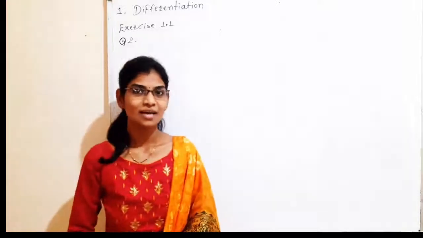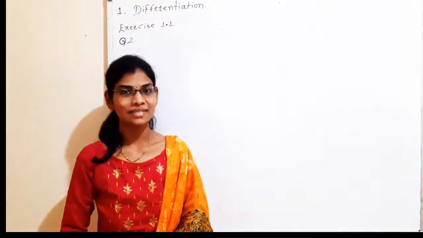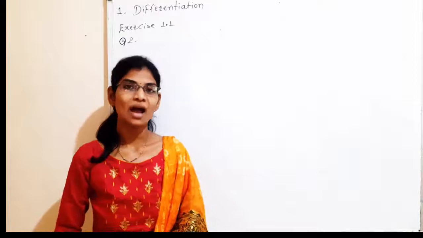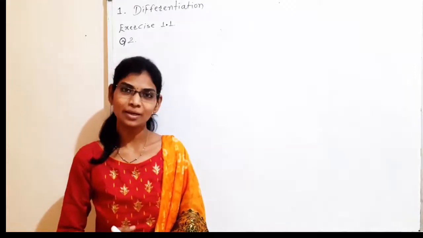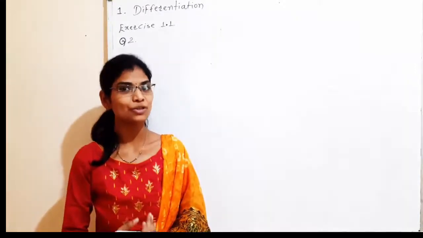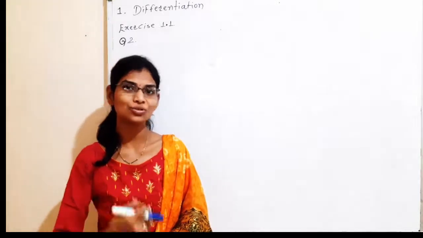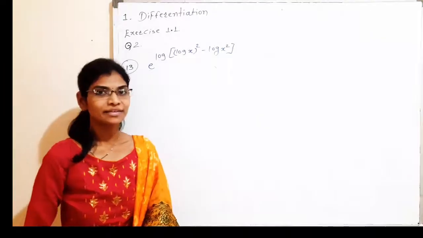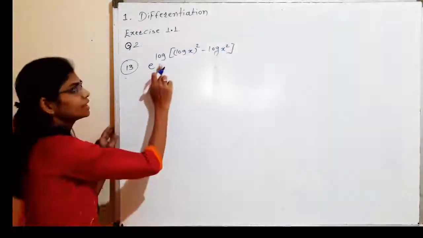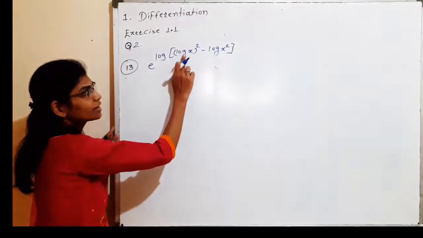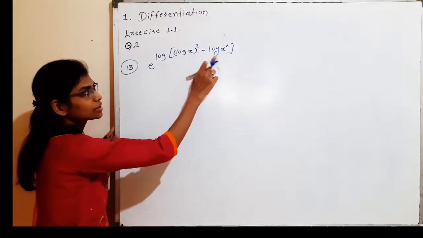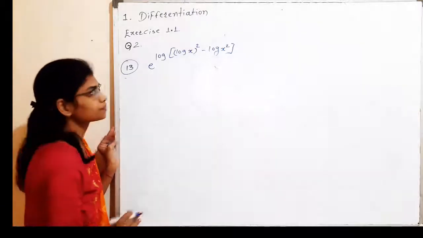So students, at last lecture we solved 12 examples from the question second. At this lecture we are going to continue that remaining part. It means we are going to solve examples 13th to the next. The 13th example is e raised to (log x)^2 minus log x^2.